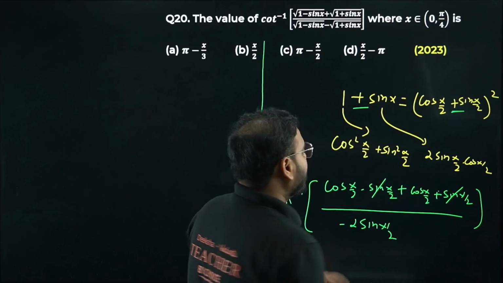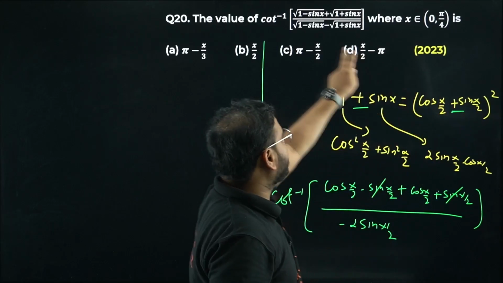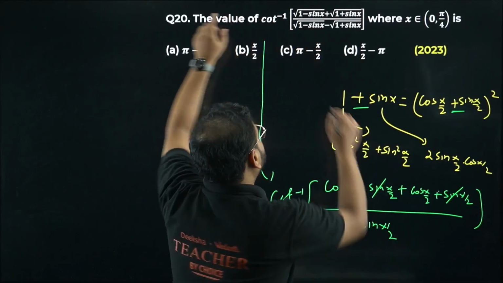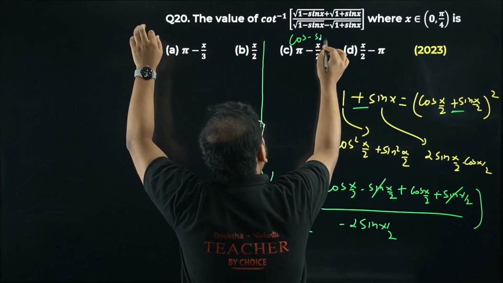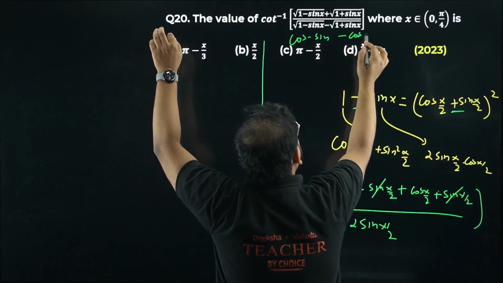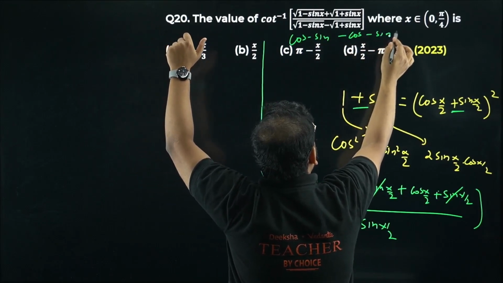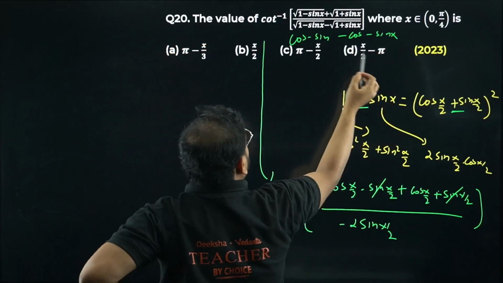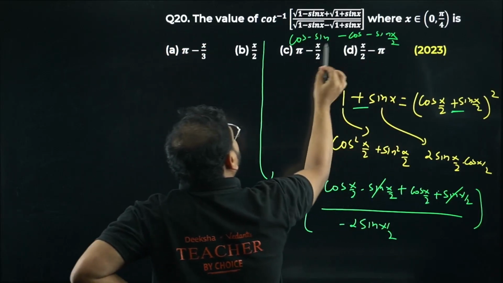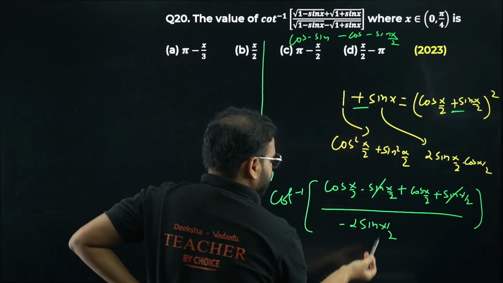Do one thing. Use this condition for plus and minus over here in the root. You get cos minus sine over here, and over this you get minus cos and minus sine. Right? So you get, please check, again of course x by 2 everywhere. So cos and cos are cancelled. You get minus 2 sin x by 2.